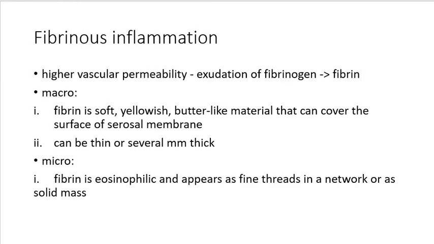Next, we have fibrinous inflammation. Here, because of higher vascular permeability, there is exudation of fibrinogen, which converts to fibrin. Because of that, macroscopically in this sort of inflammation, you will find soft, yellowish, butter-like fibrin, and it can cover a serosal surface. It can be thin, or it can even be several millimeters thick. Under the microscope, you will find eosinophilic fibrin appearing in fine threads in a network or a solid mass.